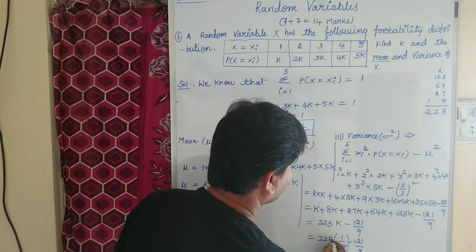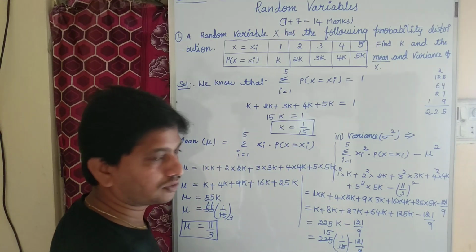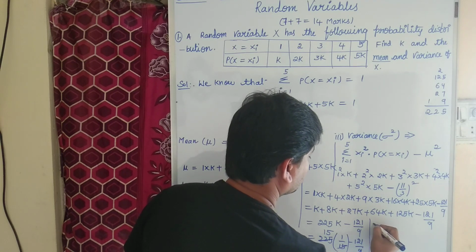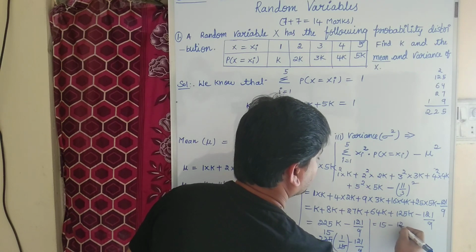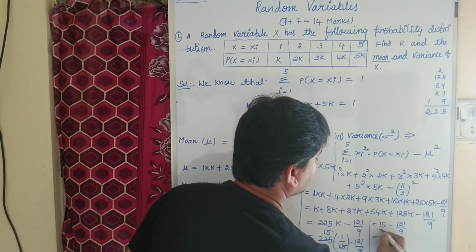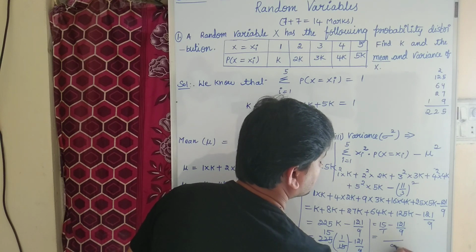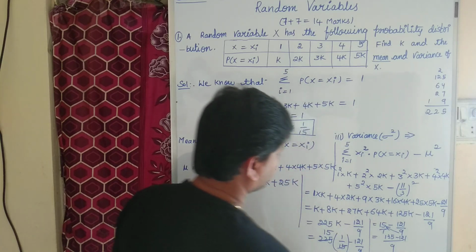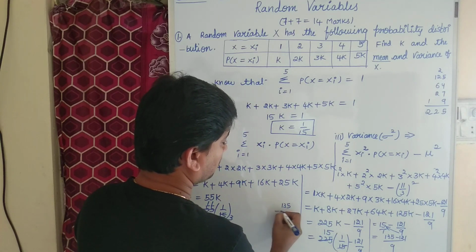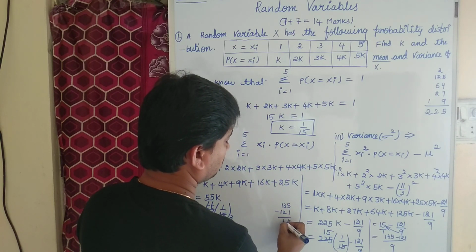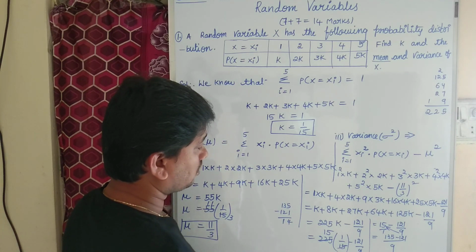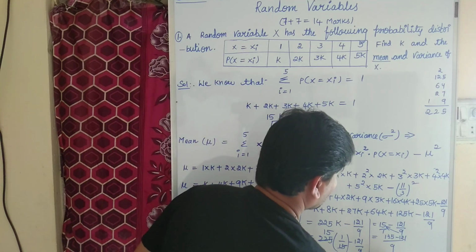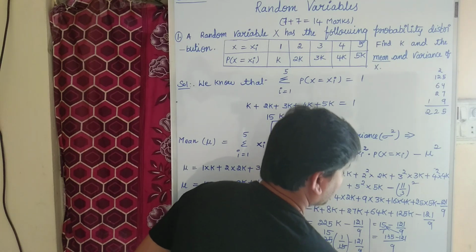Right? 15 into 15, 15 ones are 15. Okay, children? So 15 minus 121 by 9. The LCM is 9. 15 nines are 135 minus 121. 135 minus 121, that is equal to how much? 14. Yes, which is equal to 14 by 9.